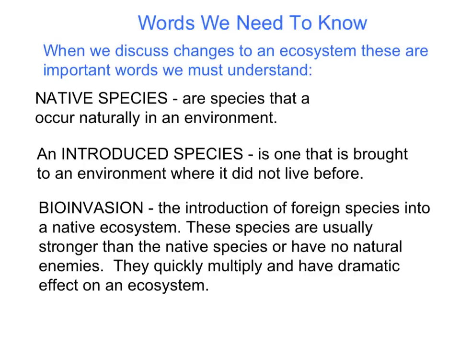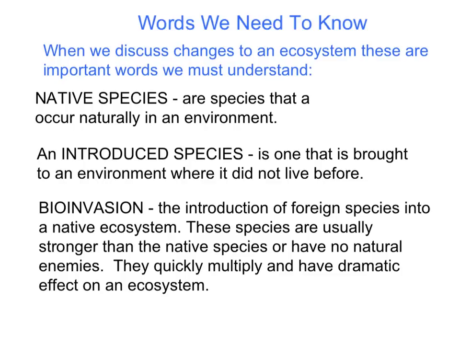Words we need to know. When we discuss changes to an ecosystem, these are the important words we must understand. The first one is native species. They are species that occur naturally in an environment. In Canada, we do not have a lot of native species anymore. Some native species that we do still have are certain types of geese, certain types of caribou. There's a marmot on Vancouver Island that is also a native species.